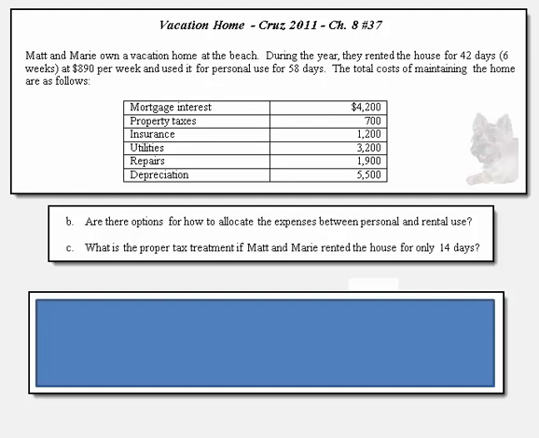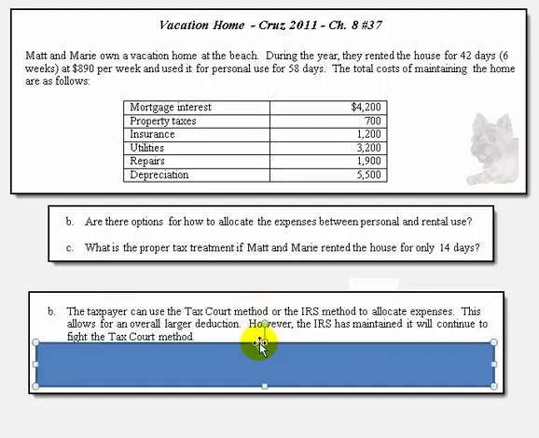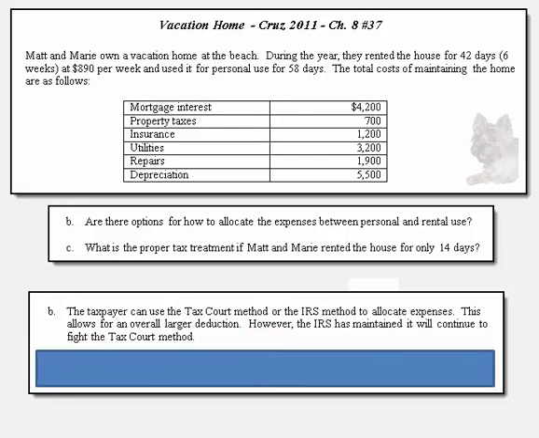Okay, now let's take a look at Part B and C. B says, are there options for how to allocate the expenses between personal use? And let's take a look at what that answer says. And the answer tells us that the taxpayer can use the tax court method or the IRS method to allocate expenses. And this allows for an overall larger deduction. However, the IRS has maintained it will continue to fight the tax court method.